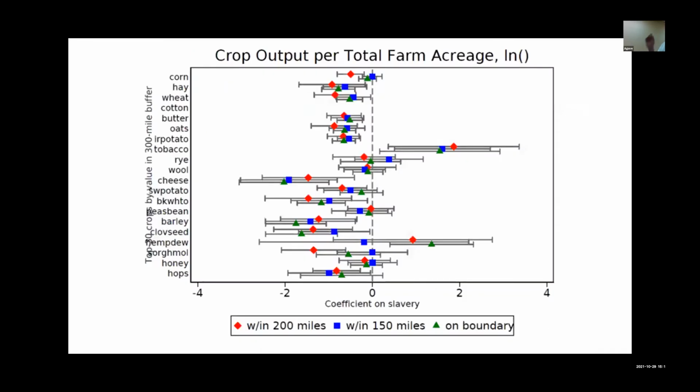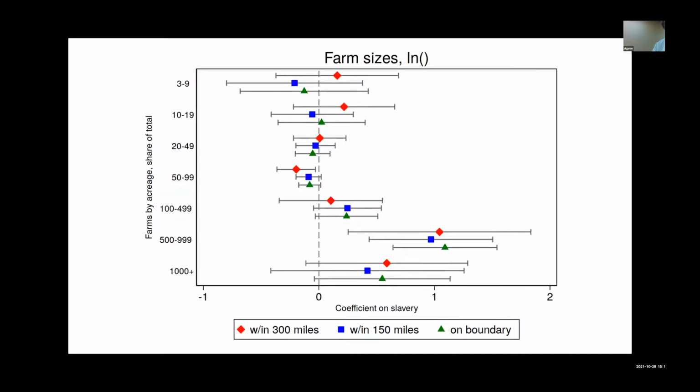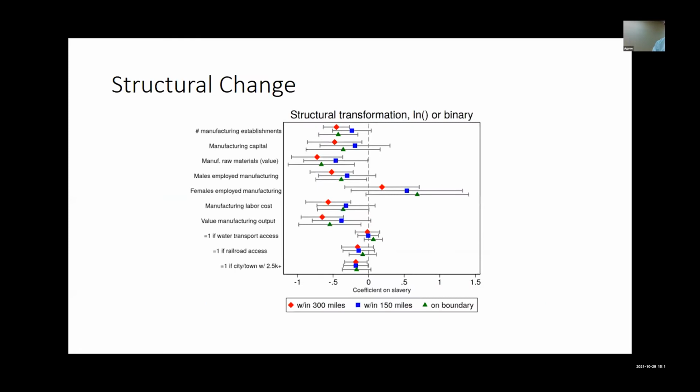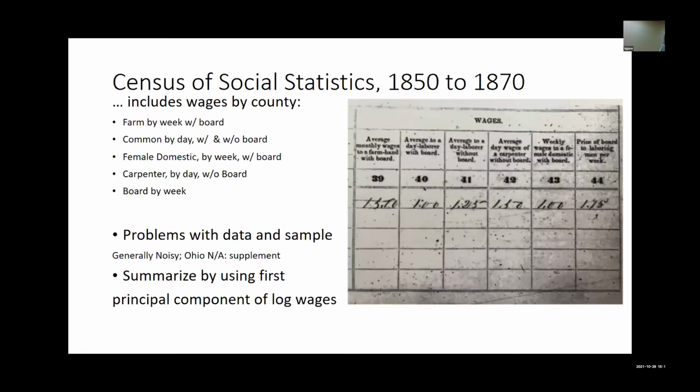Now, we do a whole bunch of things. I need to speed through them. More tobacco, less dairy in the South, larger farm sizes in the South. And then you can go through all the structural characteristics, manufacturing, transportation, and so on. Now, we're at the border. The border is often river, so the transportation differences aren't going to be great.